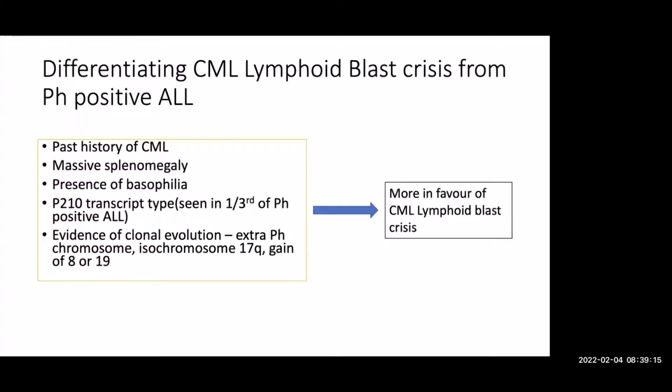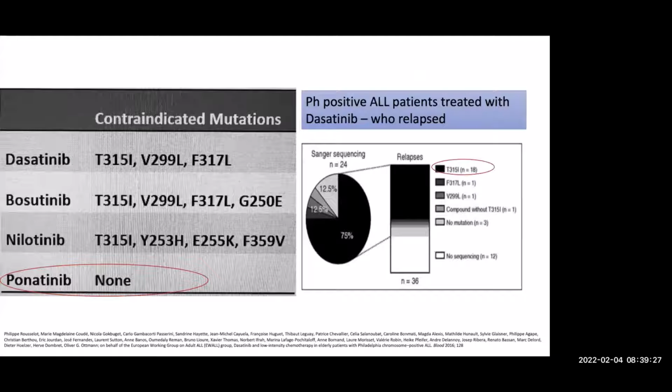So in a patient whom we are suspecting pH positive ALL, one of the close differential is CML lymphoid blast crisis, and this differentiation should be confirmed.